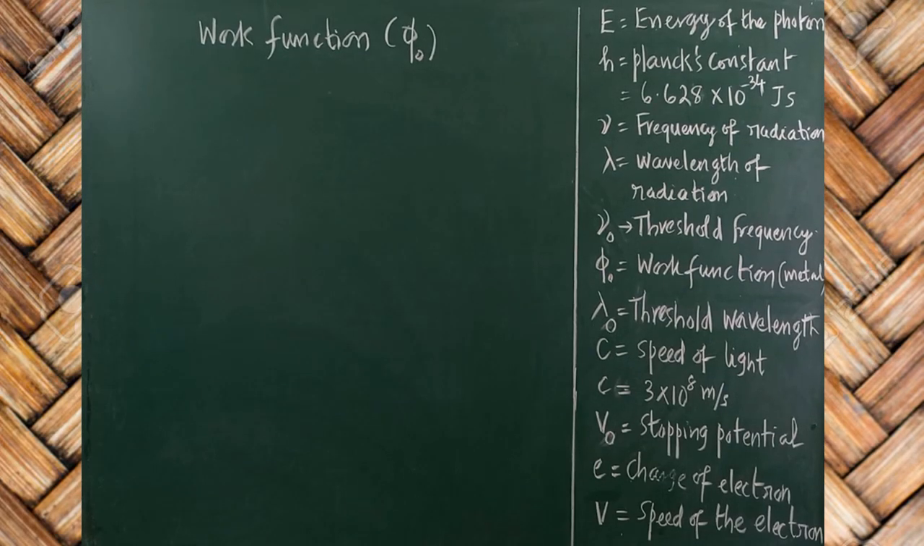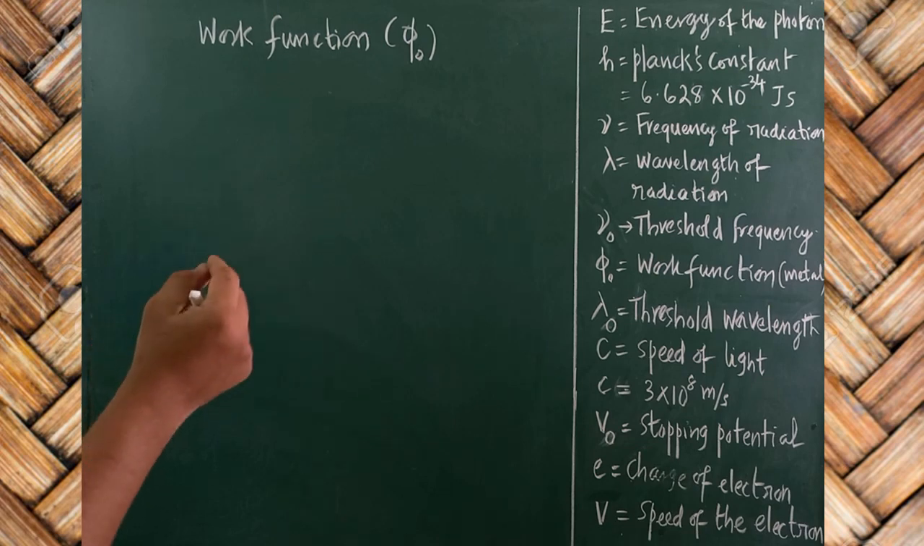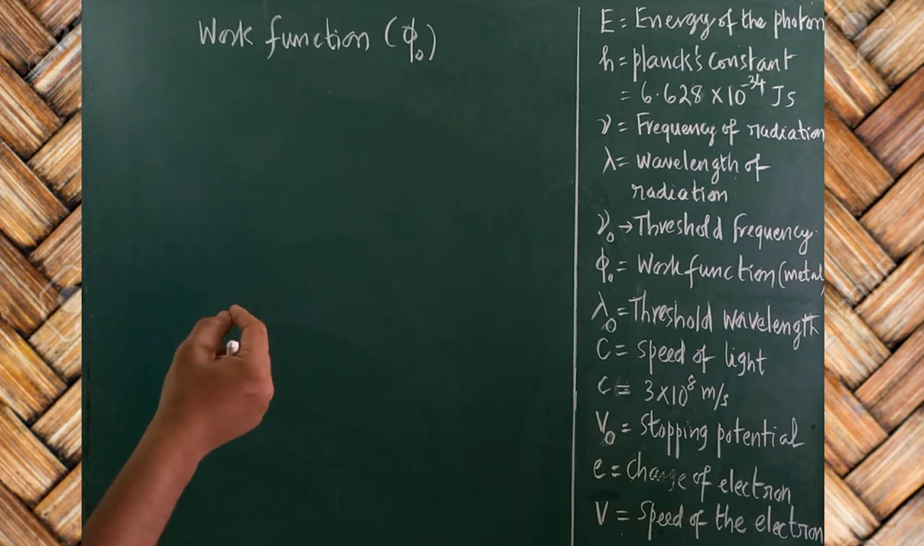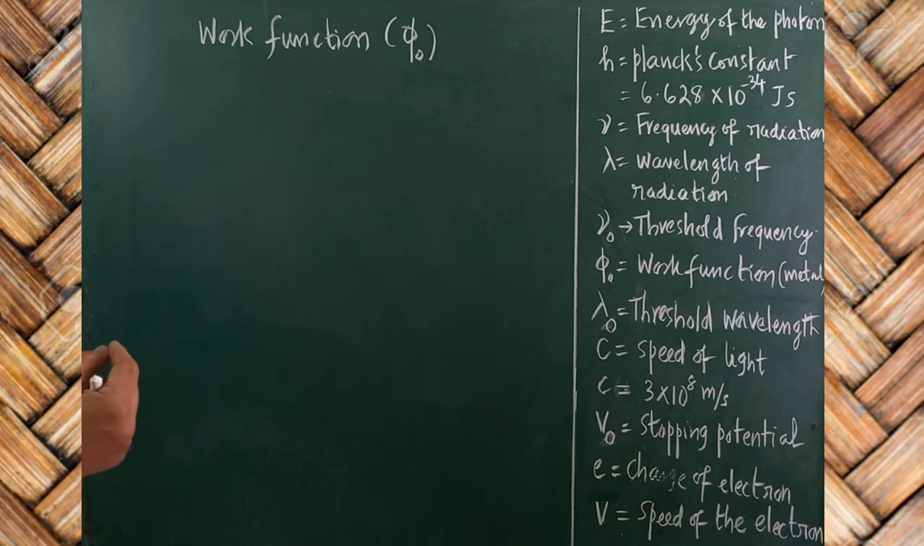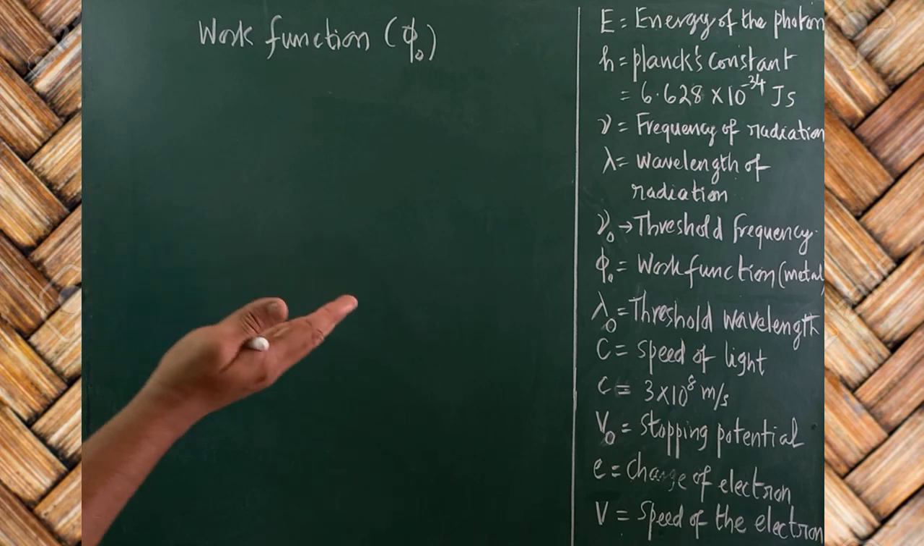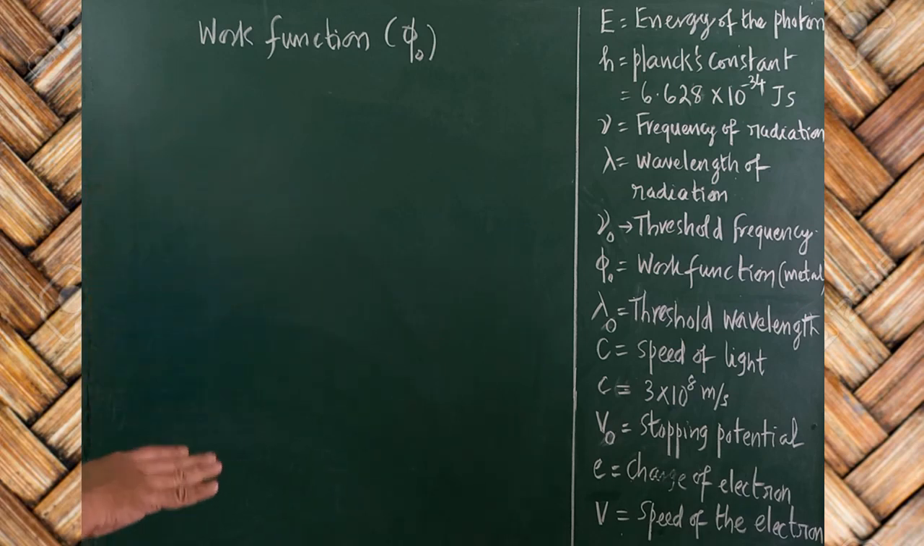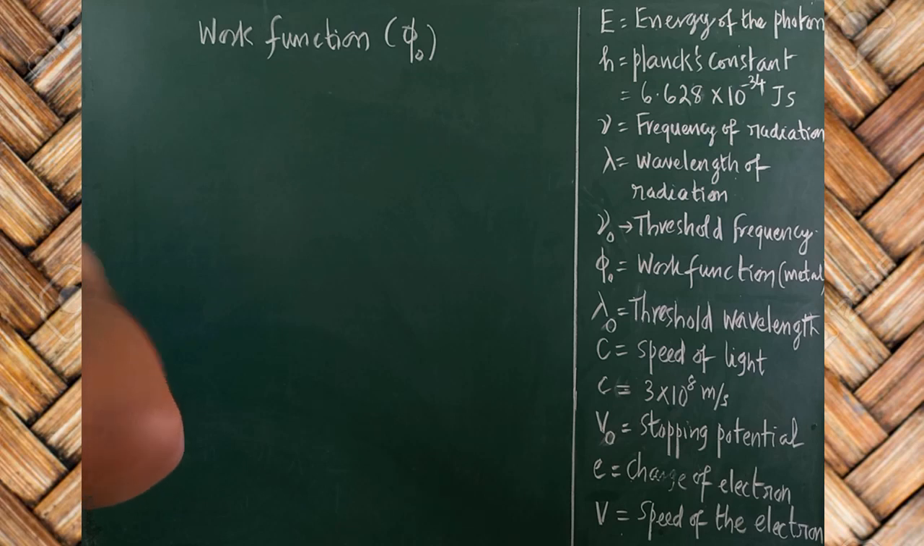Now we are going to see the formulas which are required to calculate the work function. What is work function? Work function is the minimum energy which is required to remove the electron from the metal surface with the help of the photon. Are you clear? So whenever a photon, a light particle, strikes on the metal surface, what will happen? That photon's energy is transferred to the electron, so that the electron can be removed from the metal surface.